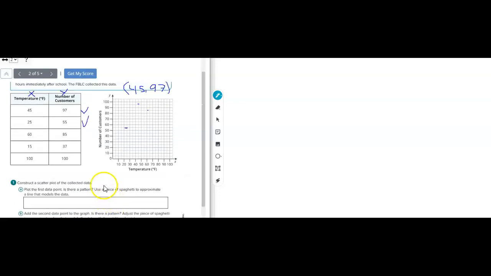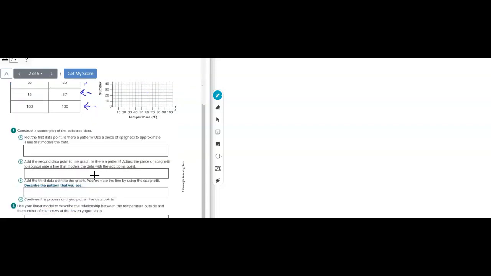You'll put that answer in box C. And then your next step is to continue plotting the rest of the data points. So in this tutorial so far, we plotted these three. You need to do this point, and you need to plot this point. So you're going to plot 15, 37, and you're going to plot 100, 100. Then you'll scroll down here and you'll respond to question number 2.